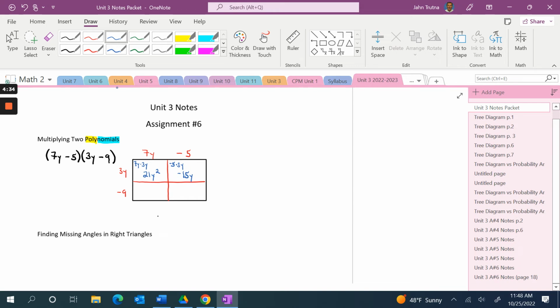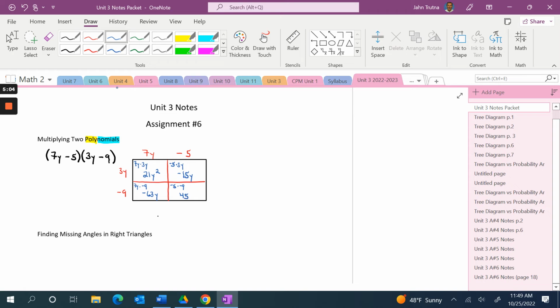The bottom left rectangle, I'm going to multiply the top of it, which is 7y, with its left side, which is negative 9. And 7y multiplied with negative 9 is negative 63y. The last rectangle, the bottom right rectangle, I'm going to take the length of its top, which is negative 5. I'm going to multiply it with its side, which matches up with negative 9, and negative 5 multiplied with negative 9 is positive 45.